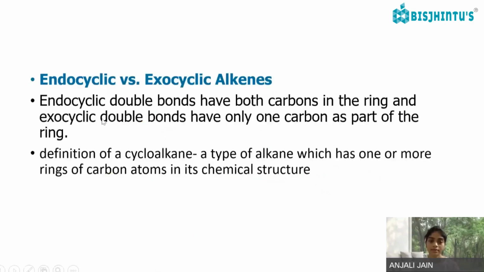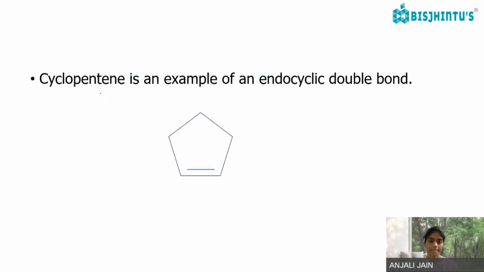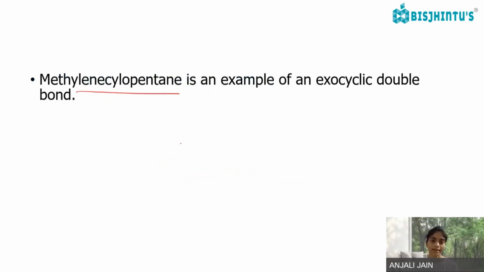So, endocyclic versus exocyclic. Endocyclic bonds have both carbons in the ring, and exocyclic bonds have only one carbon as a part of the ring. Okay. So the definition of cycloalkanes: we know it is a type of alkane which has one or more rings of carbon atoms in its chemical structure. Like cyclopentene is there, so we'll start the numbering from here: 1, 2, 3, 4, and 5. Methylcyclopentane: first of all cyclopentane, and at the first position there is methyl. If it is like this, this is an exocyclic double bond.